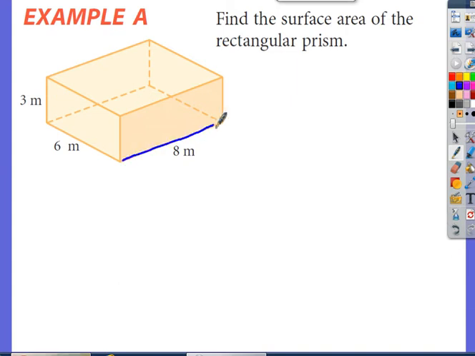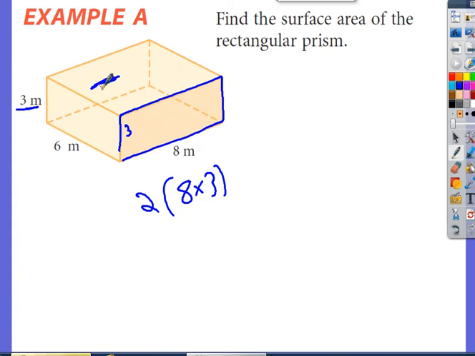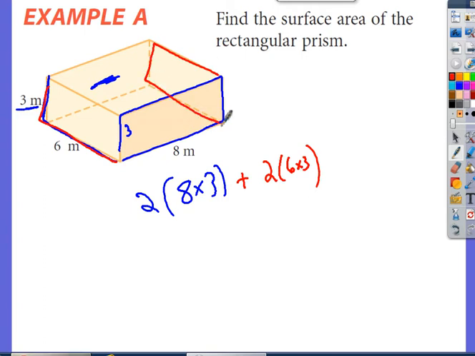So if we're looking at this part, that's 8, a rectangle, times 3. Because the 3 is right here, so that has to be 3. That's that one. And then on the other side, it's the same thing. It's going to be 8 times 3, so there's 2 of those. Then over here, we have 6 times 3. So we're adding 2 times 6 times 3, because this side is also 6 times 3.